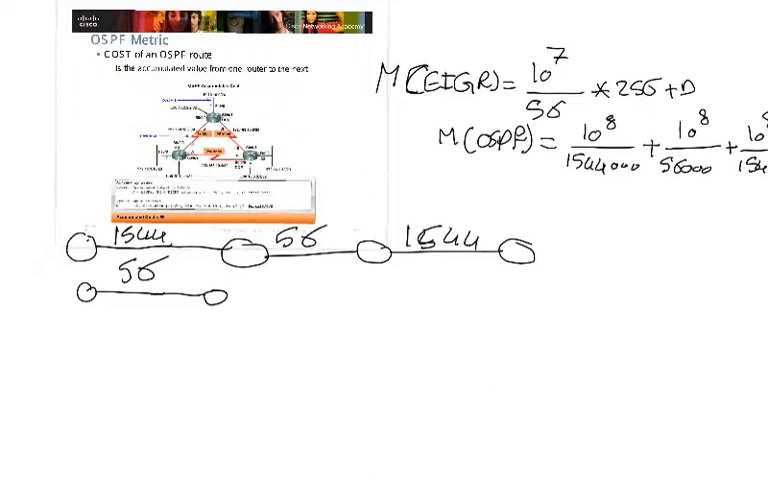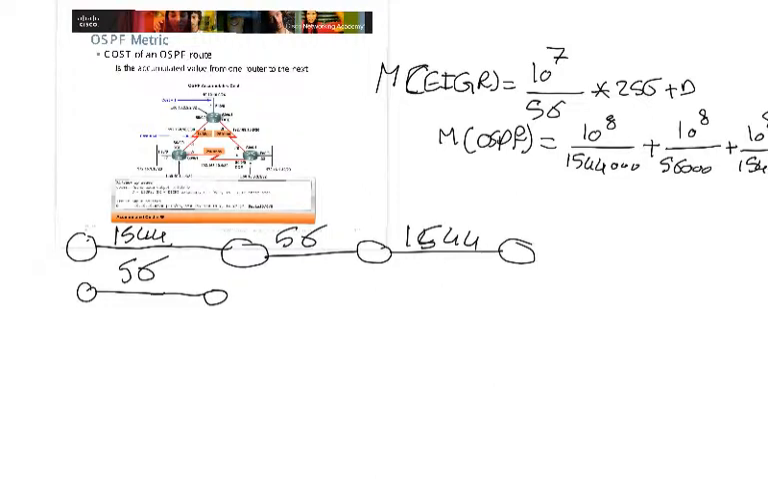So the lowest bandwidth here is 56, and the bandwidth of this path is 56. So from the perspective of the bottleneck calculation, those are the same. However, those are definitely not the same, right? So I would prefer one over the other. So that's why we use the accumulated calculation for the case of OSPF.